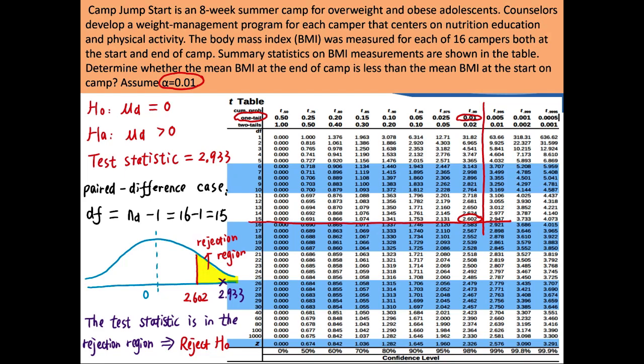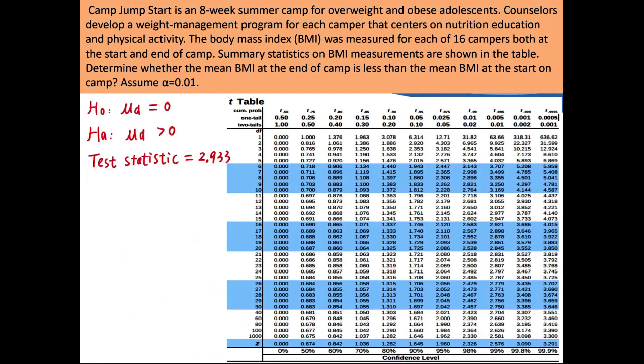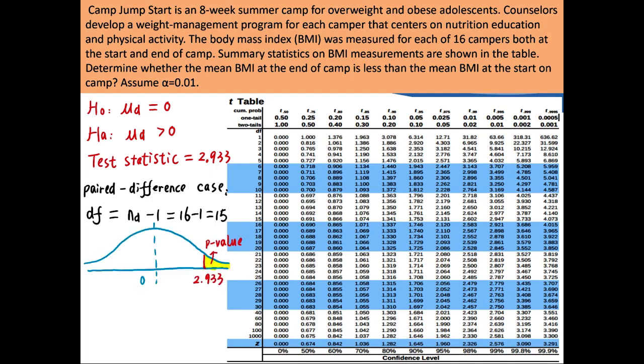Next, let's see the p-value. The test statistic is 2.933, and we need to look at the row where the degree of freedom is 15. For the p-value, we need to shade the area, starting from the test statistic on the right. Now let's look at row 15 and find the two neighbors of 2.933. In row 15, it will be 2.602 and 2.947, the two neighbors around 2.933.